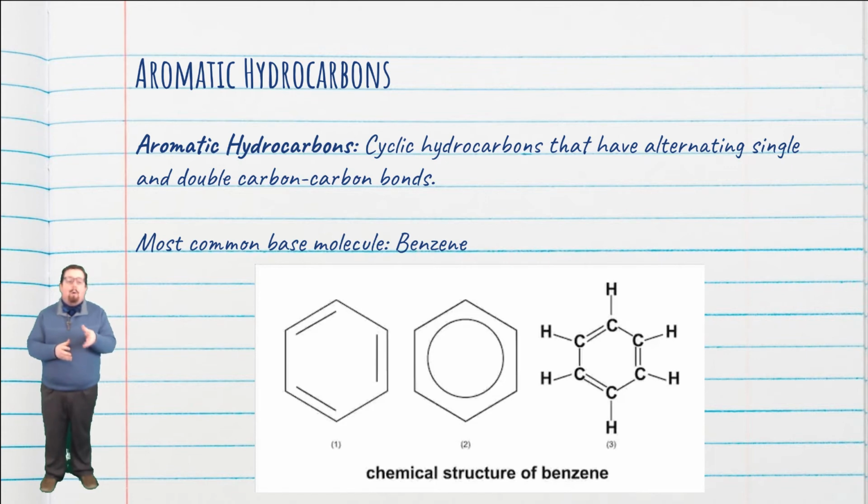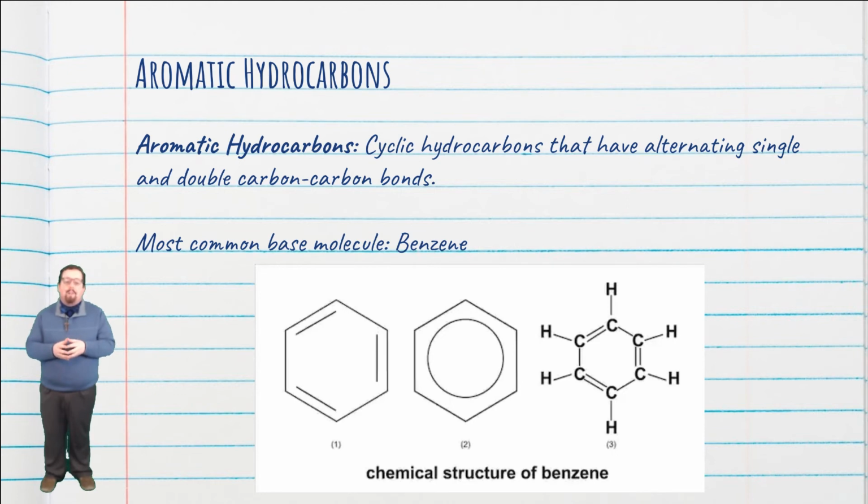Okay, now on to the slightly less reactive, but honestly way cooler, aromatic carbons. Side note, aromatic carbons were first named that because many of them have a pleasant smell or aroma. Aromatic carbons are cyclic hydrocarbons that have alternating single and double carbon-carbon bonds. One of the most common aromatic hydrocarbons, and the only one we're going to base most of our knowledge on in here, is called benzene.